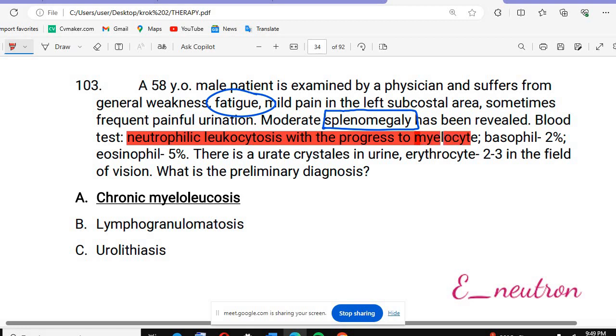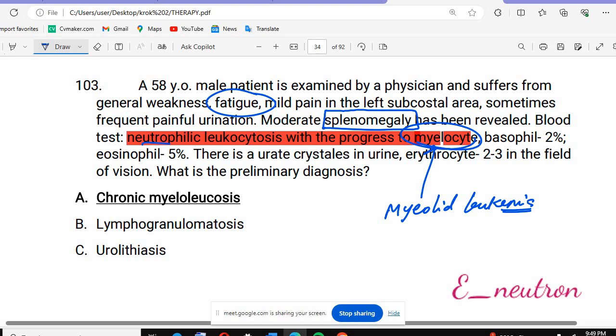Basophils 2%, eosinophils 5%. There are urate crystals in the urine. So all these are characteristics of CML. If you see neutrophilic leukocytes progress to the myelocytes, so myelocytes are increasing. That is myeloid leukemia.